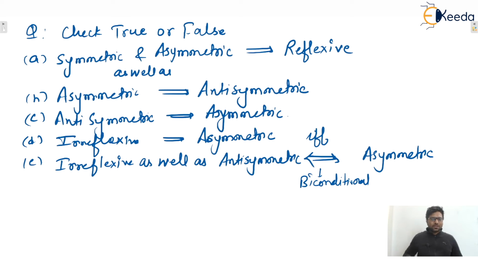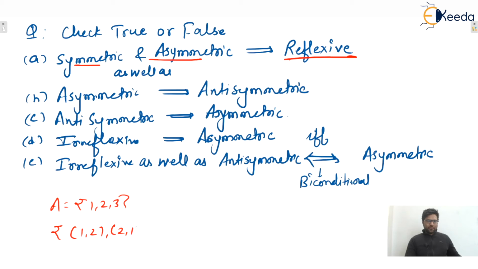Now you only tell me which one is true, which one is false, so you can check one by one. Listen to me correctly. If a relation is symmetric as well as asymmetric, then it is reflexive. No, there is no guarantee. Let us consider, on set A, one relation that is symmetric, let's say (1,2) and (2,1), but is this asymmetric or not? No, because in asymmetric, if (1,2) is present, then (2,1) must not be present. So the only such relation possible is phi, or we can say the empty relation.